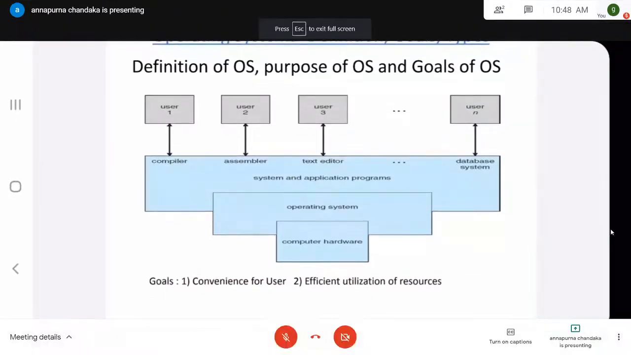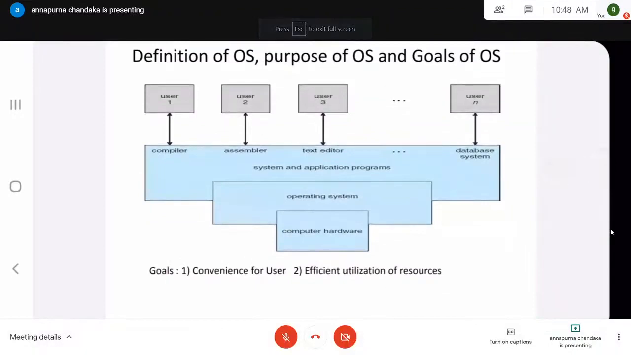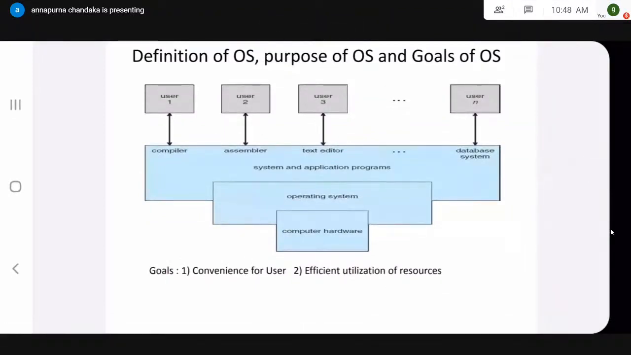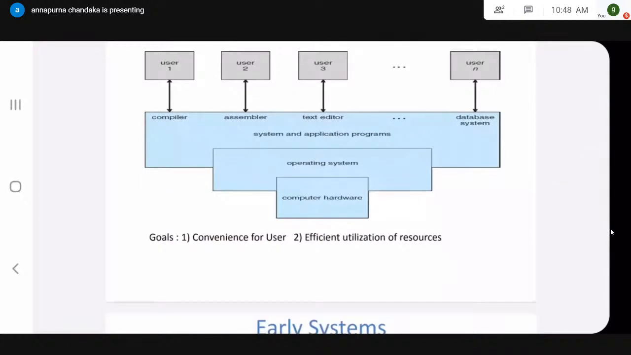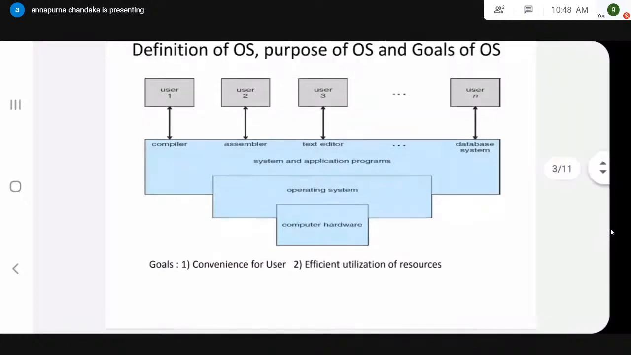Earlier we got one GATE question like this. An operating system is: A, acting as an interface between user and the hardware; B, acting as an interface between hardware and application programs; C, controlling the resources and allocating the resources brought together into a single piece of software is known as an operating system; and D, all of the above. The answer is all of the above. These are the basic standard definitions of an operating system.